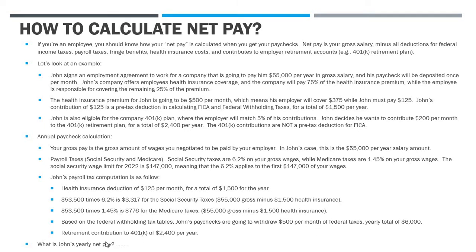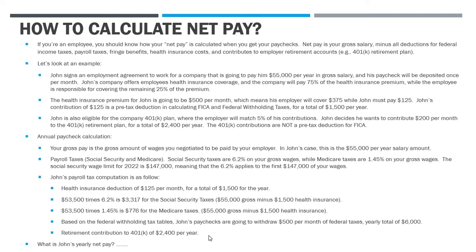Now the last piece here is the retirement plan contribution. So remember up here, John wants to contribute $200 per month to his retirement, so he's going to put $2,400 per year. Now this is a traditional 401k plan, so the retirement contributions that he's putting in are a pre-tax deduction with respect to the federal withholding taxes and the federal income taxes, but they are still subject to payroll taxes.